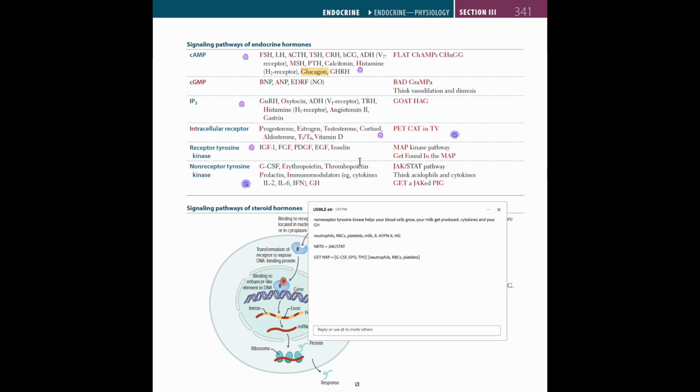Right? So if they ask about the mechanism of, let's say, somebody who lost a lot of blood and now their EPO is high to try to increase that amount of red blood cells, and they're asking how does that work? It's going to be through JAK-STAT. It's going to be through non-receptor tyrosine kinase, right?